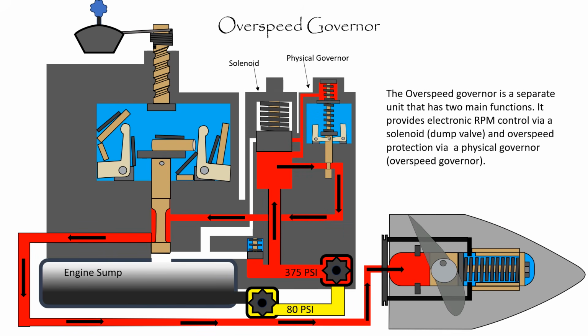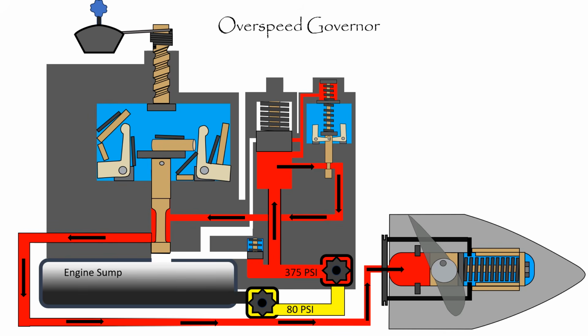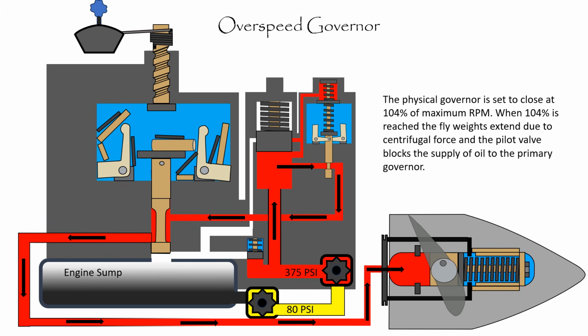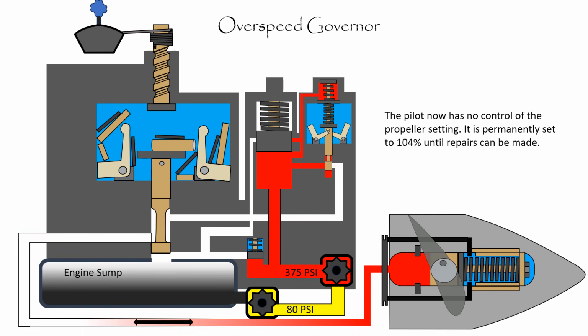The overspeed governor is a separate unit that has two main functions. It provides electronic RPM control via the solenoid or dump valve and overspeed protection via the physical governor or overspeed governor. The physical governor is set to close at 104% of maximum RPM. When 104% is reached, the flyweights extend due to centrifugal force, and the pilot valve blocks the supply of oil to the primary governor. The pilot now has no control over the propeller setting. It is permanently set to 104% until repairs can be made.